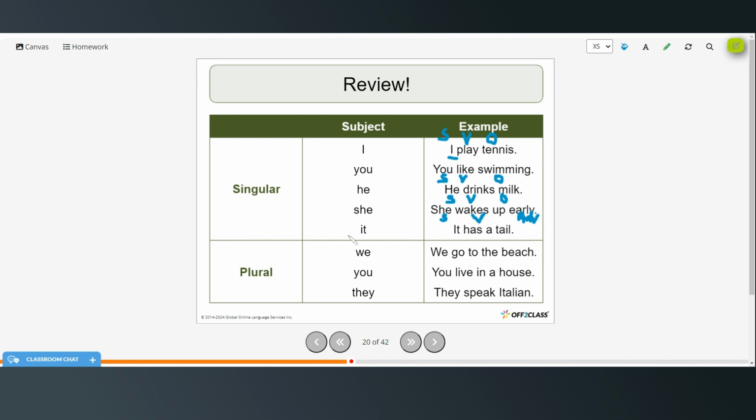And it has a tail. It is the subject. Has is the verb. Tail is the object. Now we have the plural subject pronouns. We. We go to the beach. So we is the subject, go is the verb. You, meaning all of you, live in a house. So you is the subject, live is the verb. And they speak Italian. They is the subject, speak is the verb.